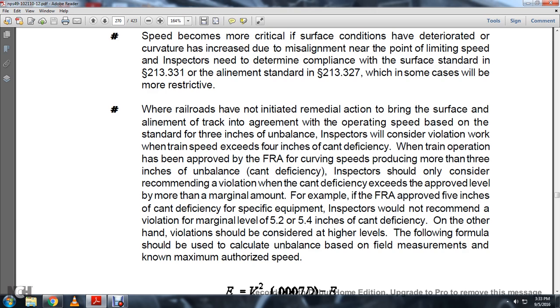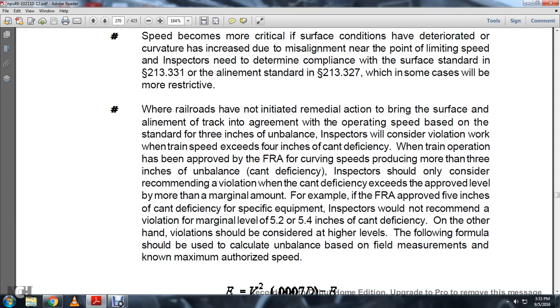Inspectors should only consider a recommendation of violation when the cant deficiency exceeds the approved level by more than a marginal amount. For example, if the FRA approved 5 inches of cant deficiency, the equipment inspector would not recommend a violation at 5.2 or 5.4 inches of cant deficiency. On the other hand, violations should be considered at a higher level.